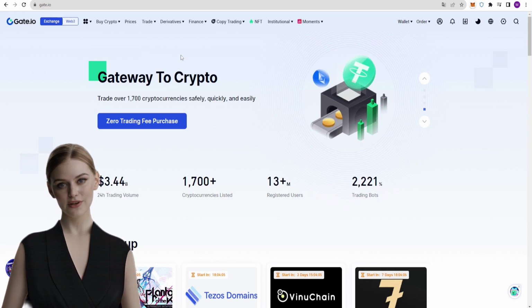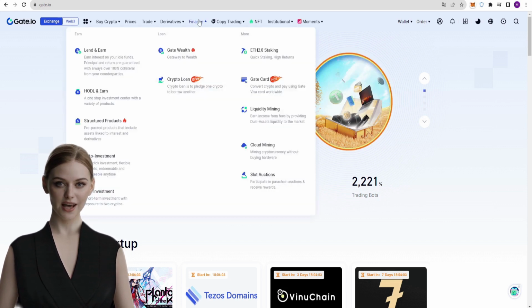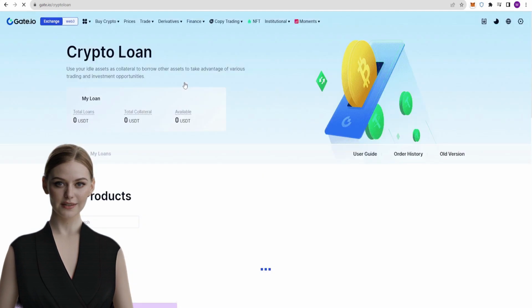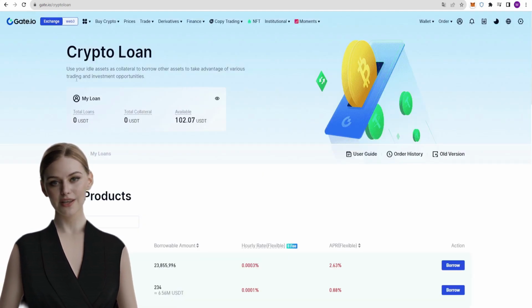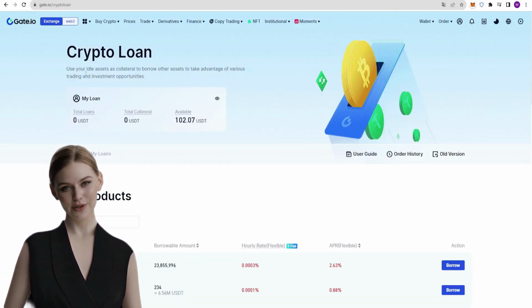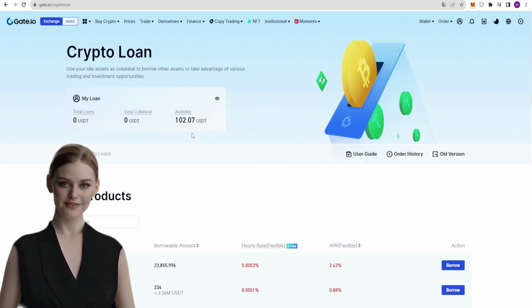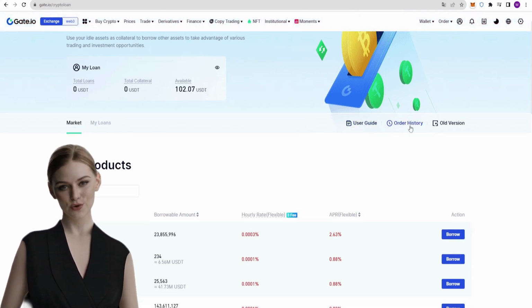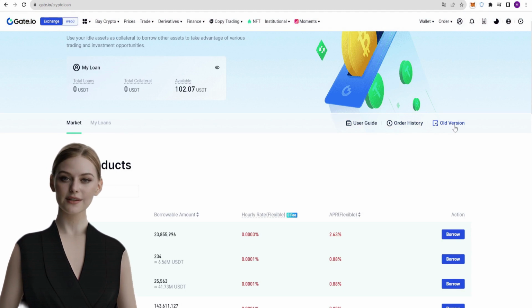Once you've logged into your account, hover over the Finance tab and click on Crypto Loan. Now, we're on the Loans page. The summary of your account information is displayed in the table above. You can also see your borrowed funds in this table. On the right side, there are options like User Guide, Order History, and Old Version.